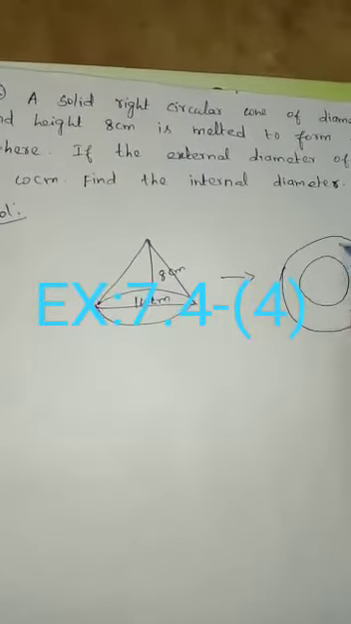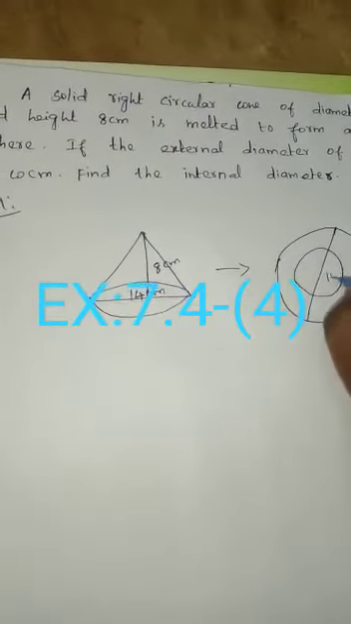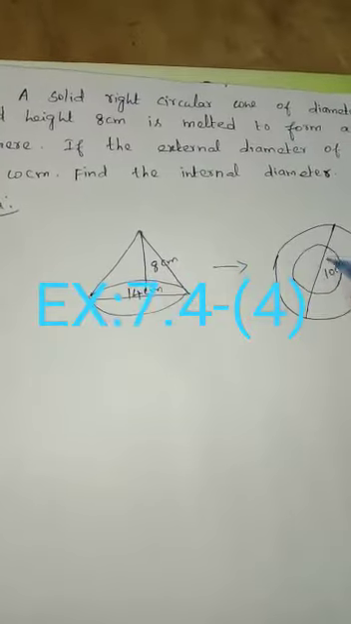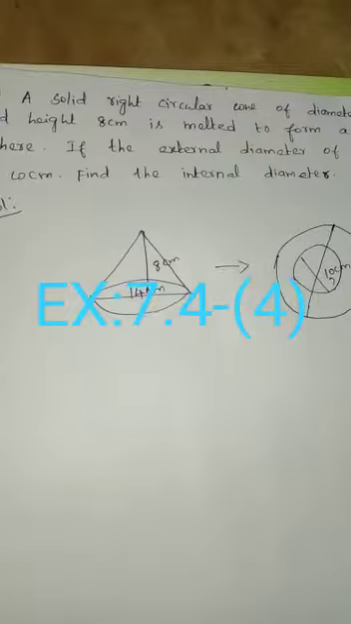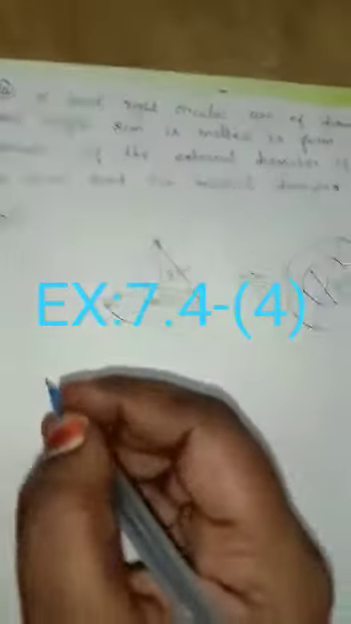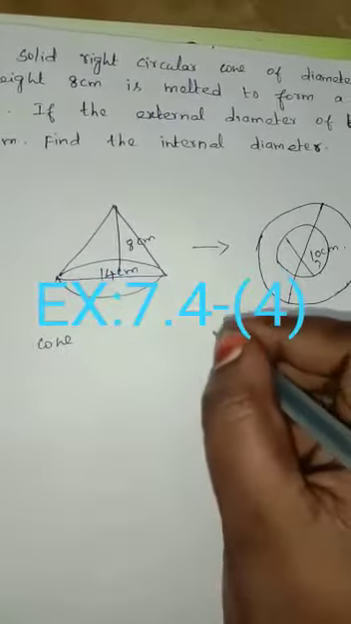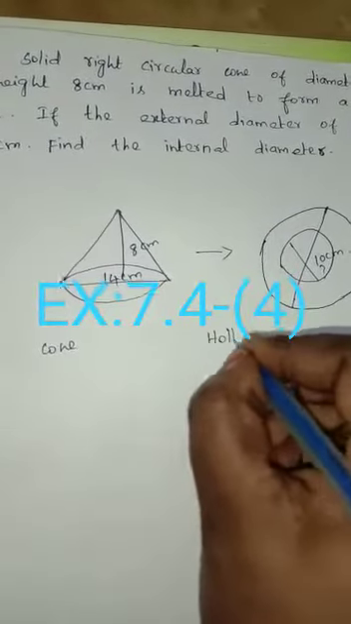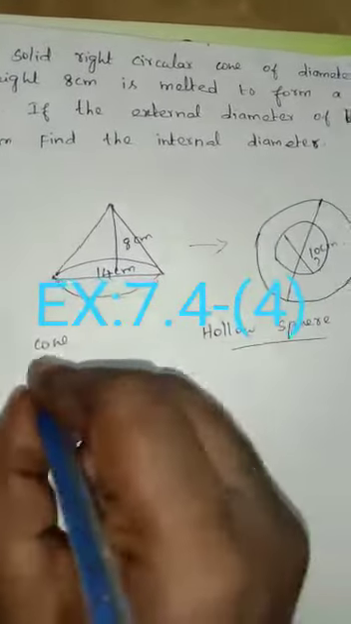Here the outer diameter, the external diameter, is 10 cm given. Now we want to find the internal diameter. What is the internal diameter? That is the question. First we can write for the cone, then the hollow sphere. Cone.